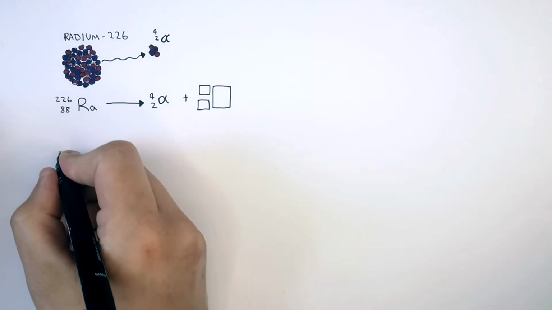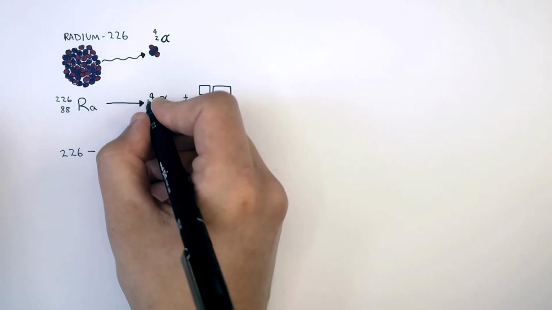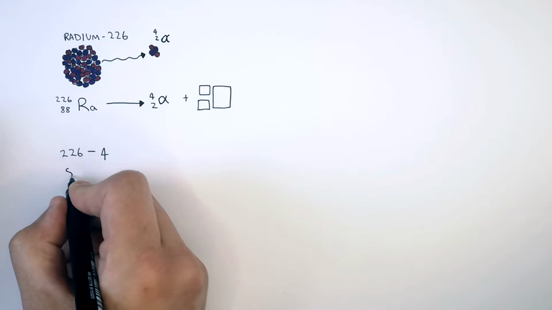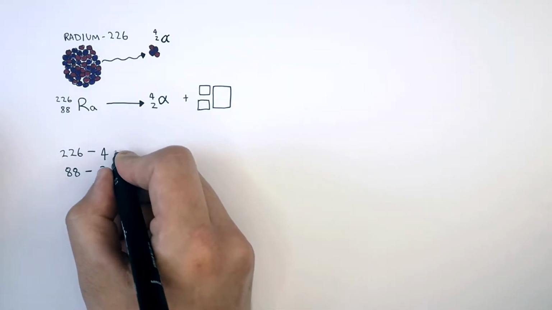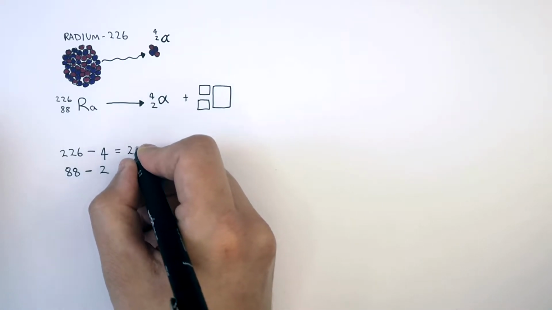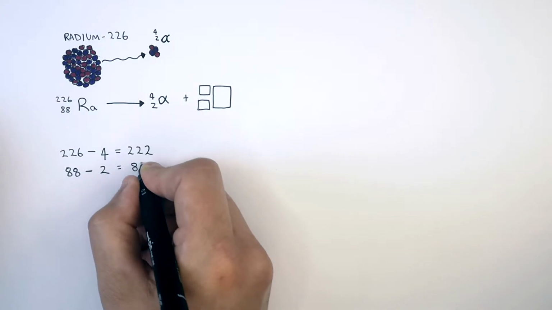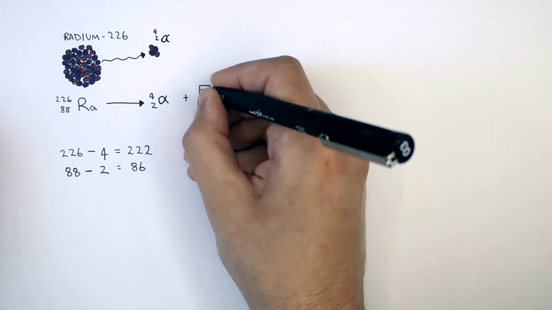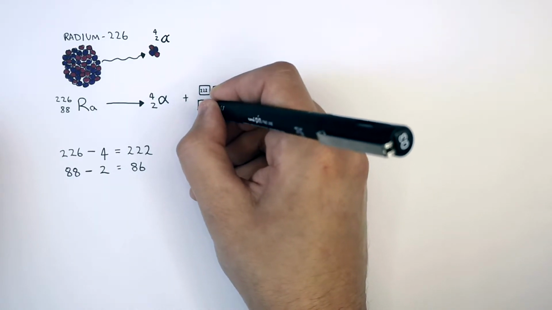So to work out what the new element is and the number of protons and neutrons, it's very simple. You simply subtract 4 from the relative atomic mass and you subtract 2 from the atomic number. And that gives you a new relative atomic mass of 222 and a new atomic number of 86.